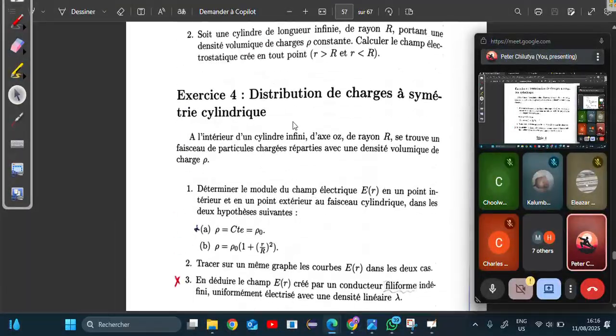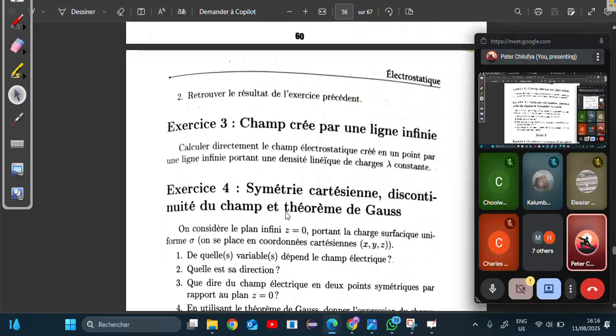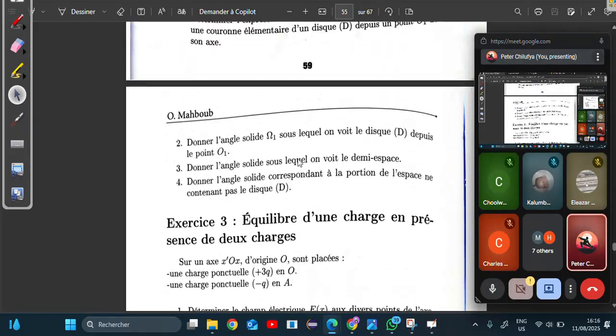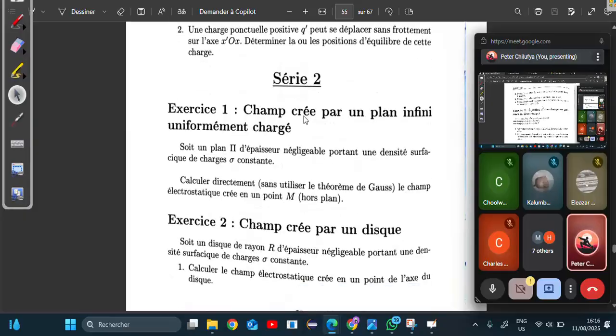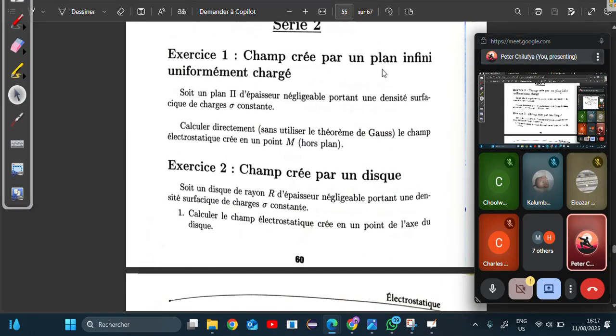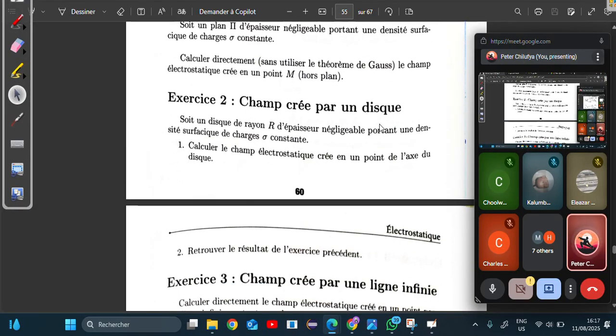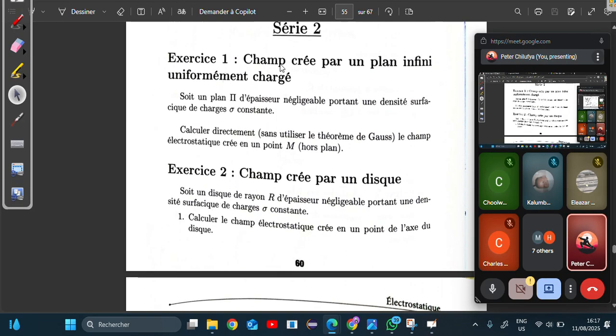Last week we were solving this question. We were solving a question about the electrostatic field created by a disk. They're asking you to find the E that is created by a disk, a disk which is uniformly charged, and it has got a surface charge density. So today we're going to study the field created by a uniformly charged infinite plane.